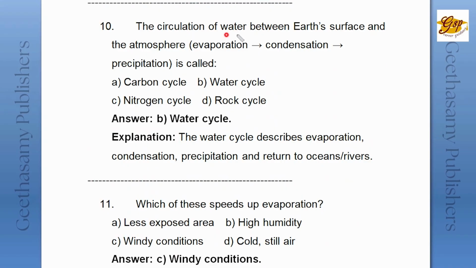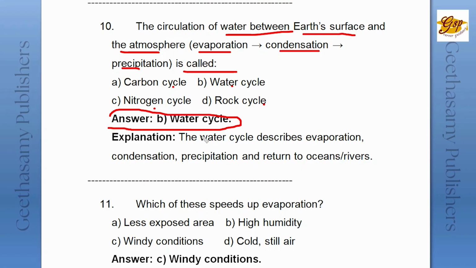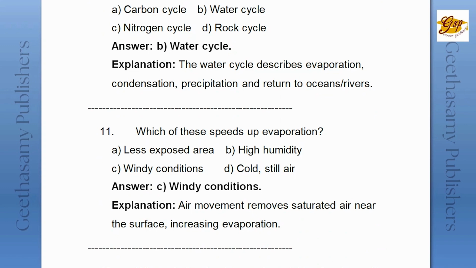So the 10th question. The circulation of water between Earth's surface and atmosphere, that is evaporation, condensation, precipitation, is called: carbon cycle, water cycle, nitrous cycle, or rock cycle? It is the water cycle. The water cycle is the description of evaporation, condensation, precipitation and return to oceans and rivers.